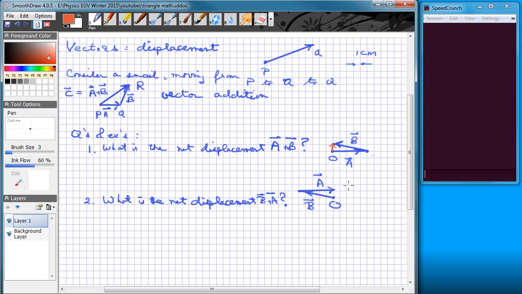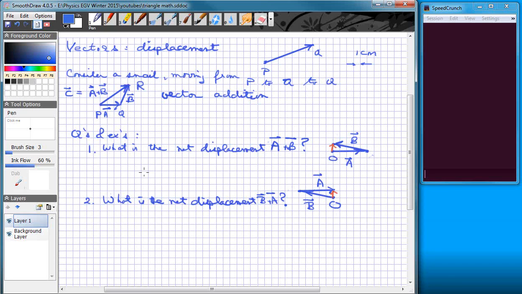A vector displacement followed by B vector displacement. What would happen if I did it the other way around? Started at the same point O, but I did B first and then A second. So B is the same here as it is there, and A is the same here as it is there. I just basically do it in the opposite direction. Well, if I use the same definition for vector addition, I go from the start of the first vector, which in this case is B, to the end of the second vector, you will see that these two vectors are the same.